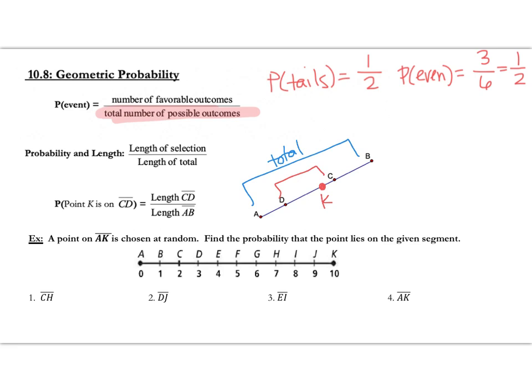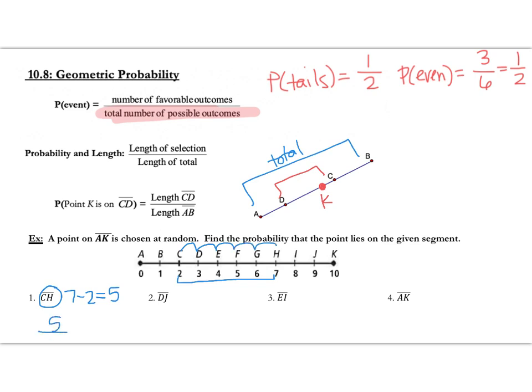So we want to know if a point is chosen at random on AK, what's the probability that it lands on the given segment? So the first segment we need to worry about is CH, and we would need to know it's all about length. You need to look and see how long CH is. You can do that one of two ways. You could just subtract the end number minus the start number and get 5. Or you can count hops. This is 1, 2, 3, 4, 5 hops. So if you're more visual, you could do it that way.